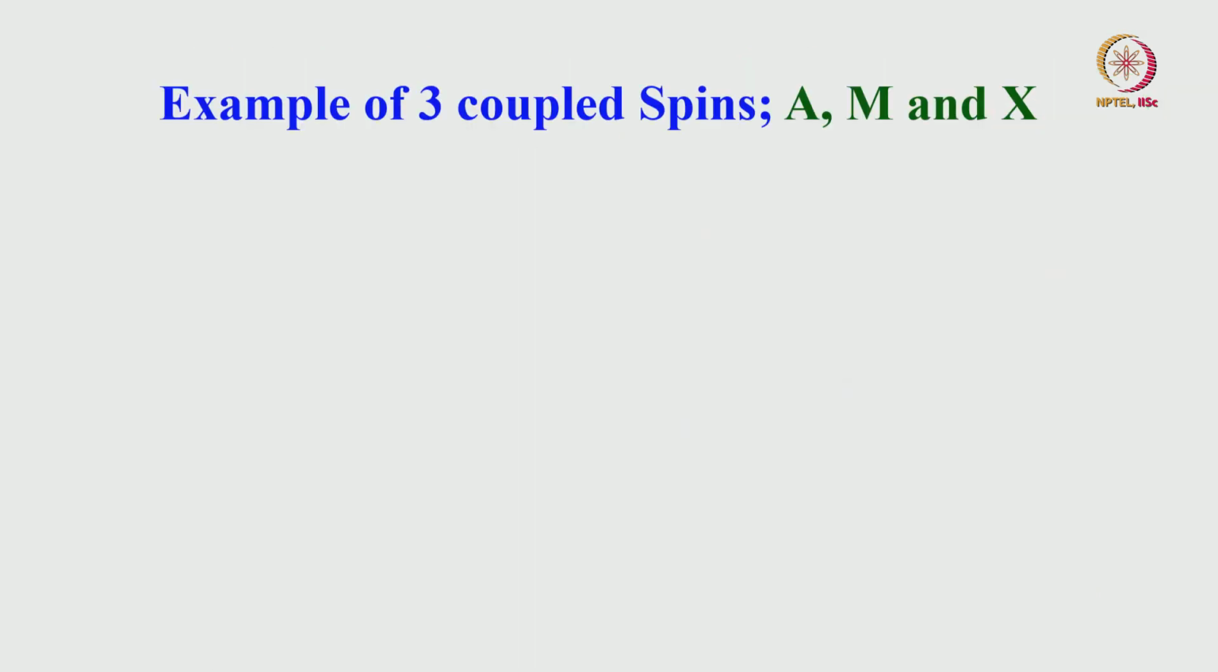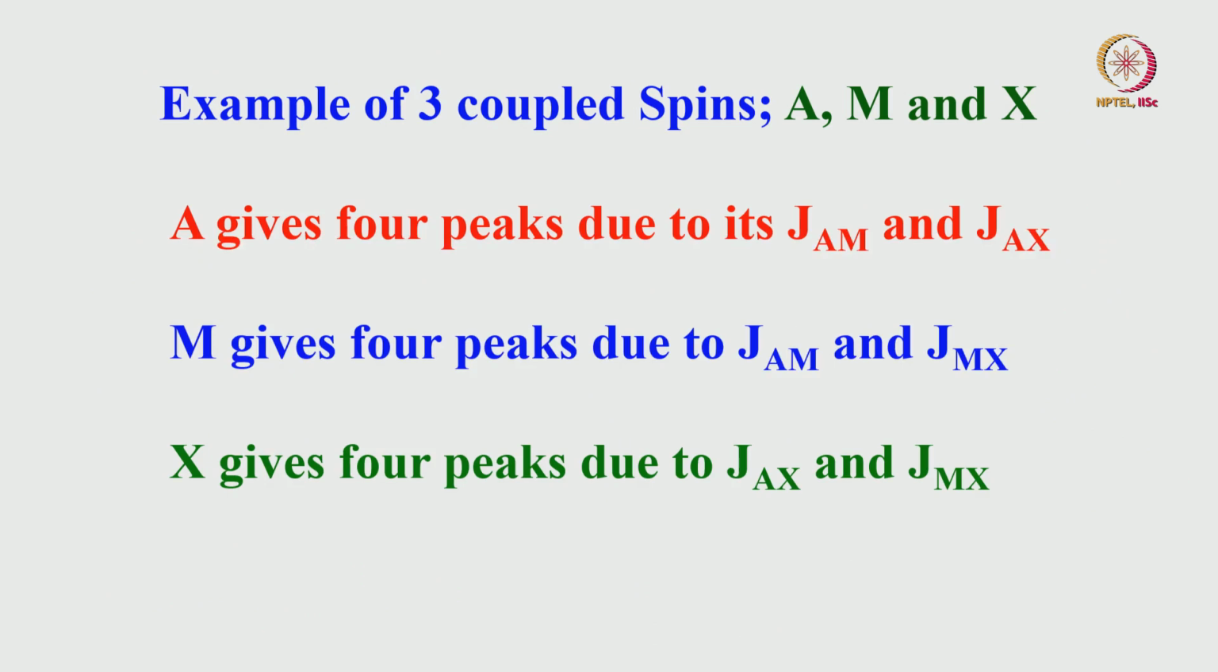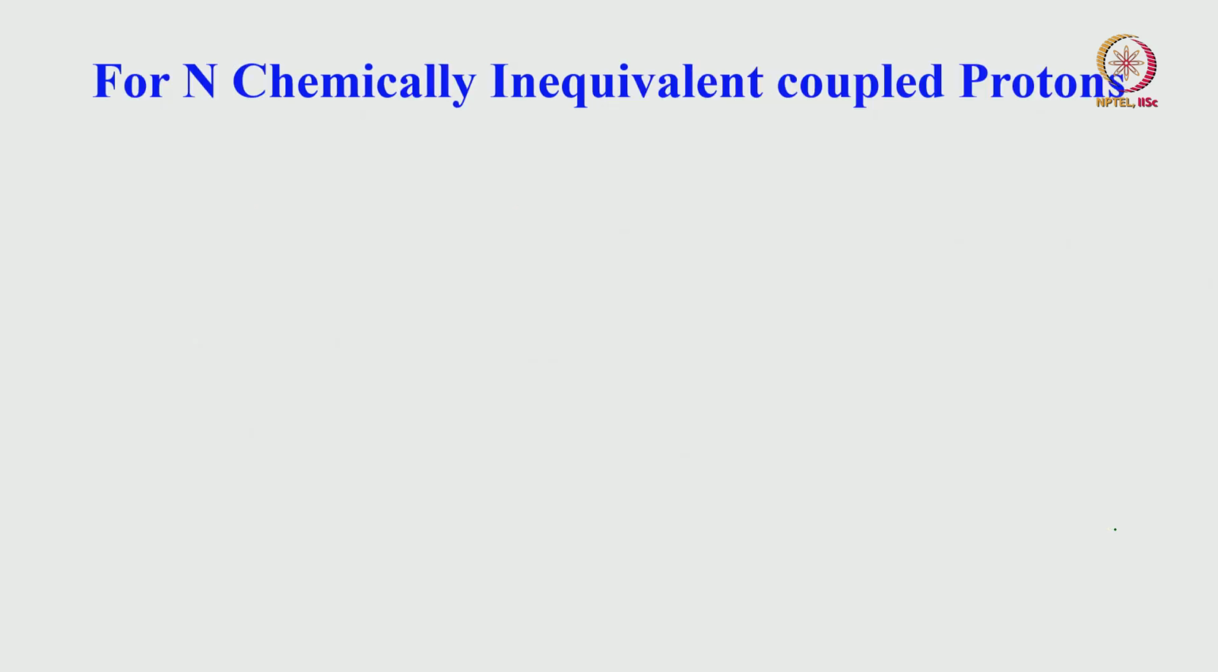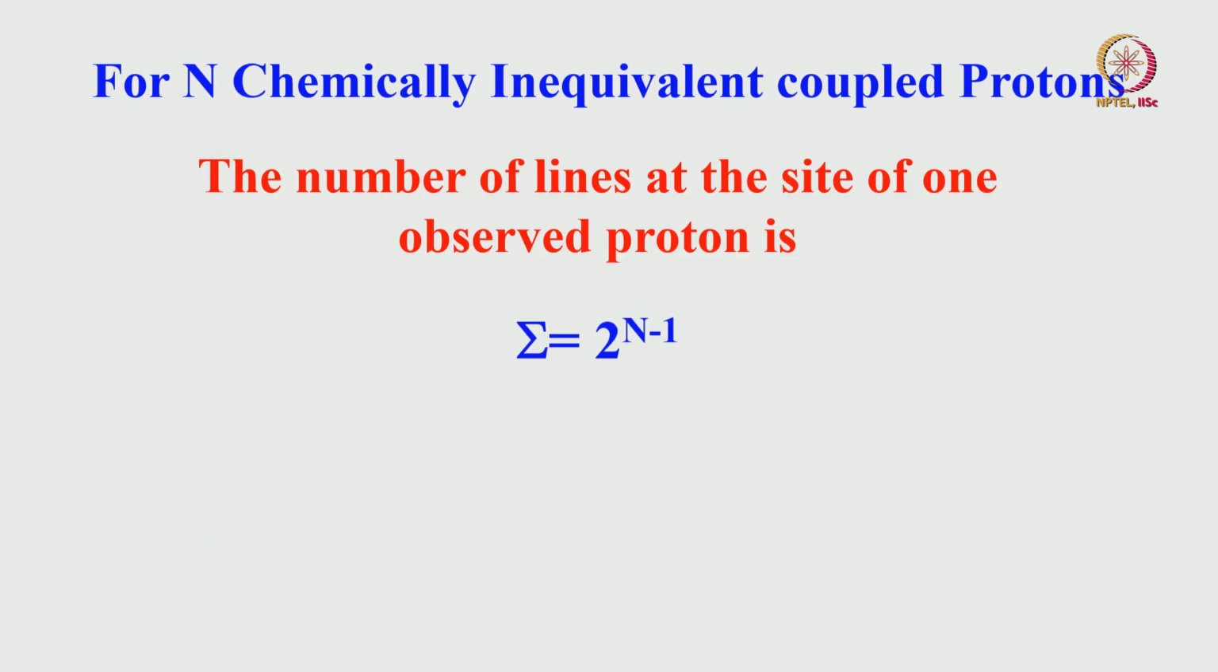Remember that. So this is what I said for the example of A, M and X. A gives 4 peaks due to AM and AX, M gives 4 peaks due to AM and MX, and X gives 4 peaks due to AX and MX. Okay. This is for n chemically inequivalent coupled protons.